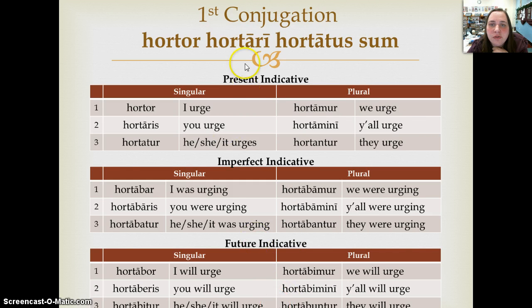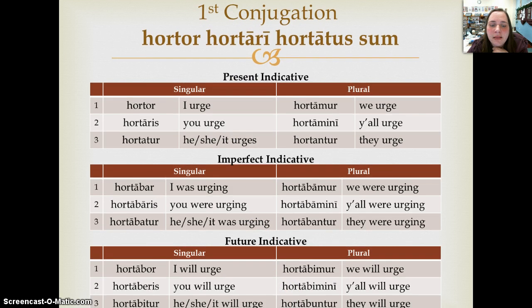I need to bring this down a little bit. Hopefully you can see that a little better now. First conjugation, hortor, hortari, hortatus sum. I told you this means to urge. So hortor, I urge. So again, let me hit this hard. They look passive, but they translate actively for the most part. Okay, so our present indicative, hortor, hortaris, hortatur, hortamur, hortamini, hortantur. Translating actively, I urge, you urge, she urges, we urge, y'all urge, they urge, okay?